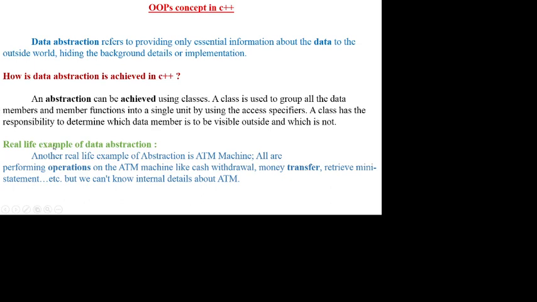In real life, the ATM machine is the best example of data abstraction. An ATM performs all operations such as cash withdrawal, money transfer, retrieving a mini statement, etc. But we cannot know the internal details about the ATM, how the procedure is followed, or what mechanism is used. So it is the best example of data abstraction in real life.